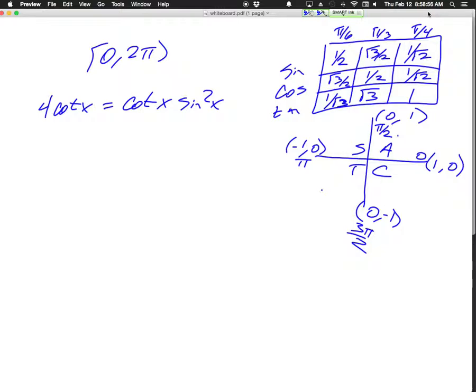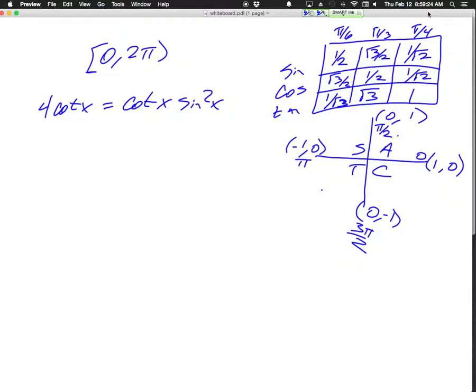All right, next one. 4 cotangent of x equals cotangent times sine squared. Would you subtract cotangent? Oh no, it's multiplied, so we divide. Dividing is something naturally that you would think of, but in this case you don't want to do that, because when you divide and a trig function cancels out, you lose answers. So you don't want to do that.